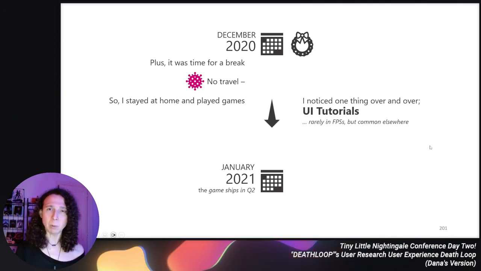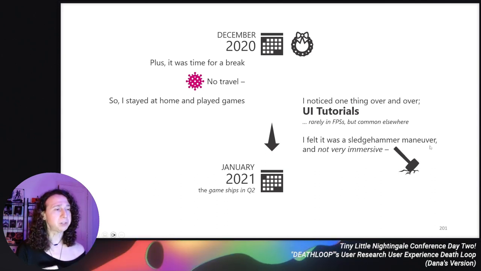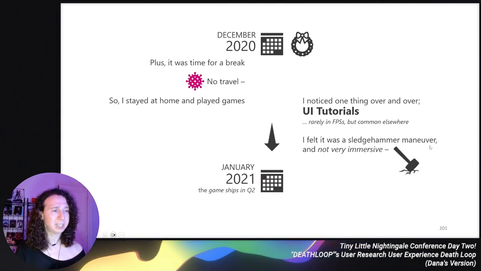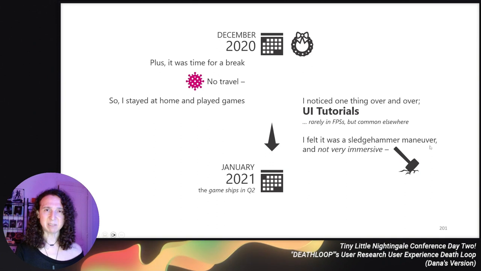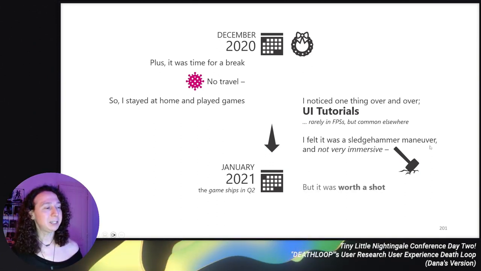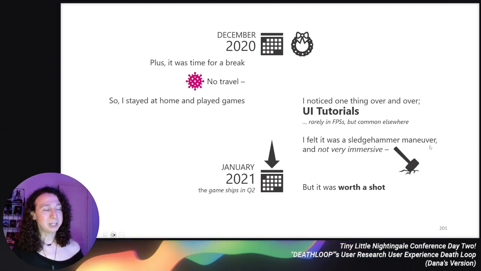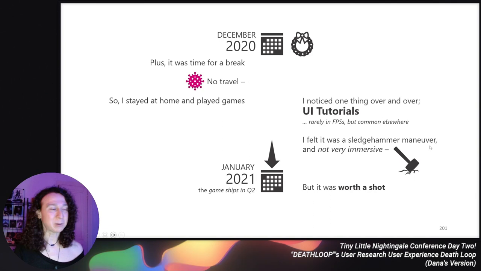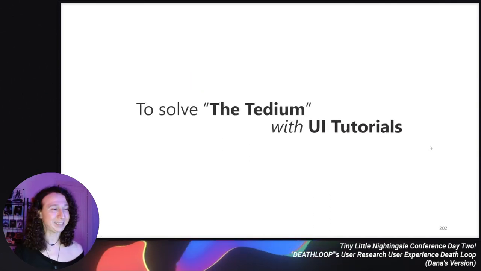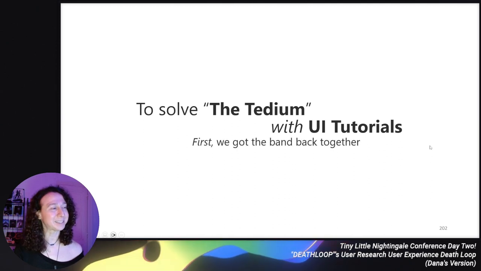And a lot of these games had UI tutorials. This was rare in a first-person shooter, but pretty common in other genres. It's kind of sledgehammery, not super immersive. Immersive is a big buzzword for us, but maybe it's worth a shot. We're going to ship pretty soon anyway, so might as well explore. Probably can't do anything, but let's see how we can solve this using UI tutorials.